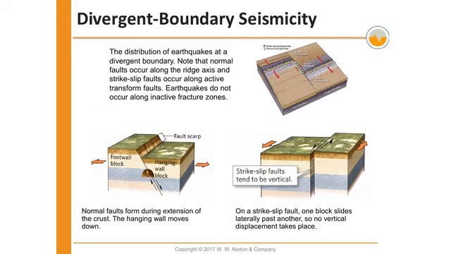In this slide, we examine divergent boundary seismicity, the distribution of earthquakes at divergent boundaries. At these zones, normal faults form along the ridge axis as the crust extends. In the first image, the movement of the hanging wall block downwards indicates a normal fault, characterized by crust extension. Additionally, strike-slip faults occur along active transform faults.